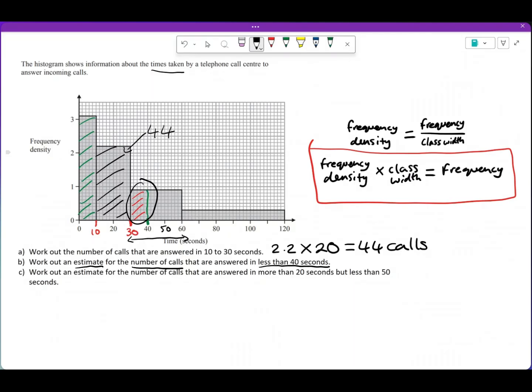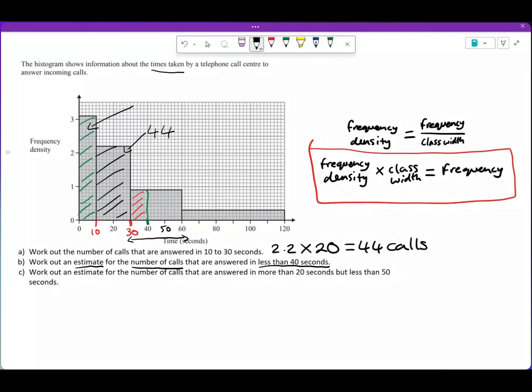So what I'm going to have to do is assume that these calls are distributed evenly between the 30 and the 60, and that's why we're estimating, because I don't actually know the correct distribution. So in order to answer this question, I need to obtain those frequencies mentioned. So let's go to my very first bar, okay, and calculate the frequency here.